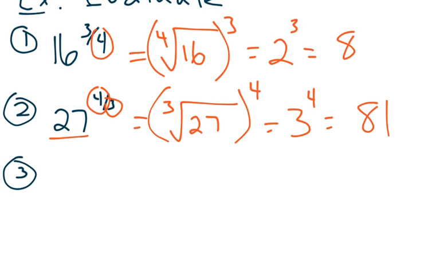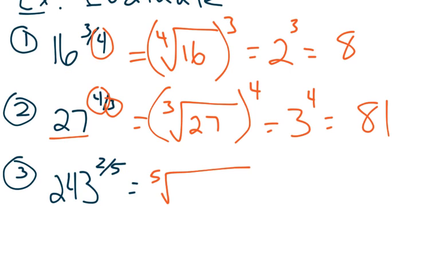Number 3. 243 to the 2/5 power. Now, I'm not expecting you to know the 5th power or 5th roots of anything. In class, I will have a little half sheet for you that will make things a lot simpler, I hope, that will allow you to figure out 5th roots, 3rd roots, 4th roots very quickly, very easily. So don't get stressed that you don't know what the 5th root of 243 is. In class, I will have something to hopefully alleviate that stress.